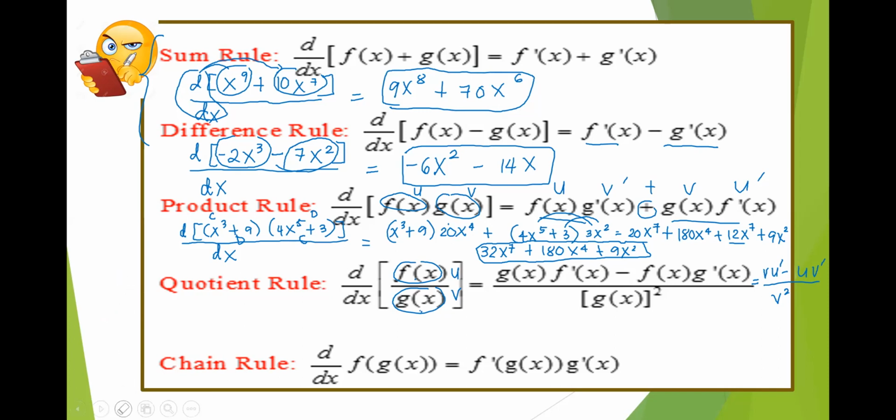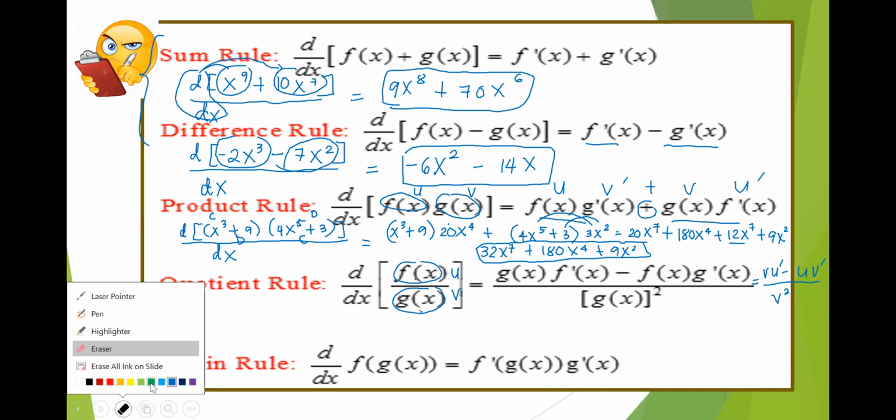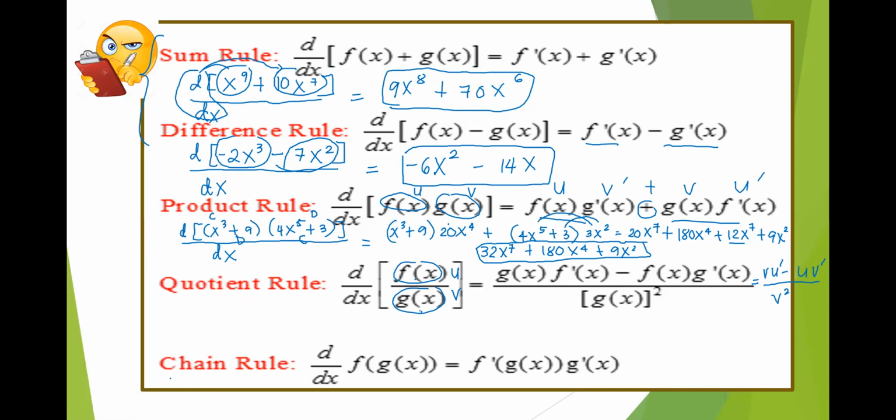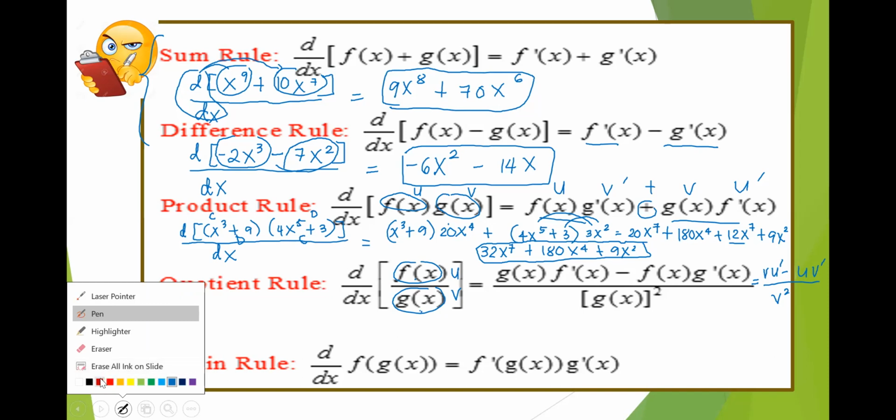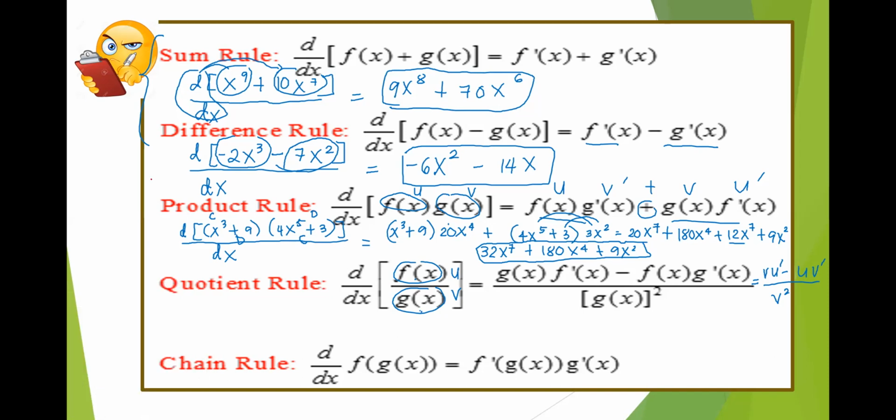Yan. So, kung gagawin natin siyang high and low, again, dito natin ilagay. Let's choose a different color of our pen. Say the maroon one. Okay. So, say our numerator is high. Tapos, our denominator is low. Yan. So, if we get the derivative of this one, we have derivative of the high.